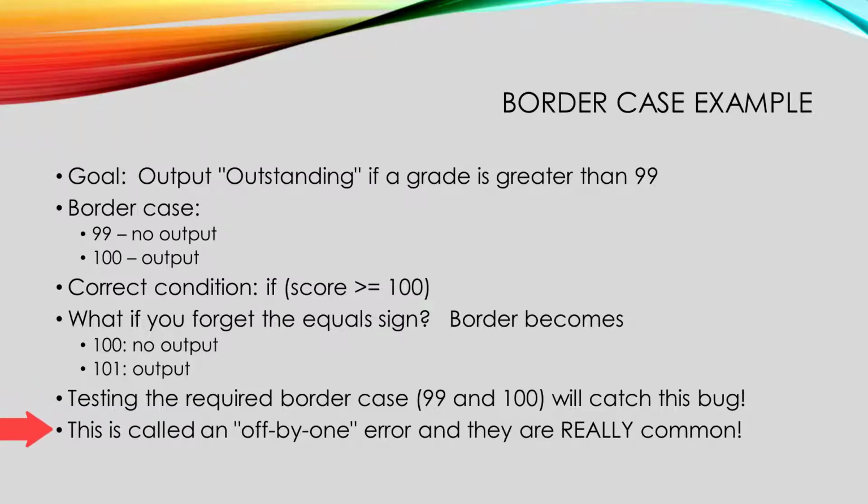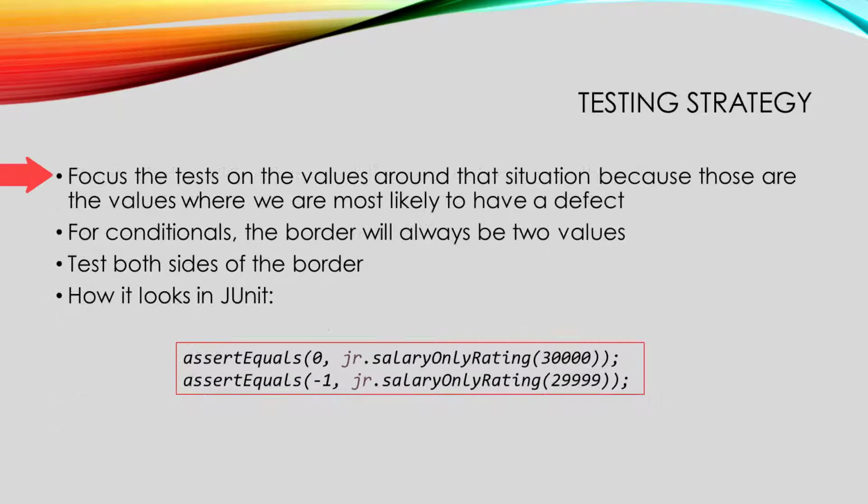Nice example. This kind of error is called an off by 1 error because the border case has been moved by 1. It is off by 1 value. These are really common errors. So, we're going to focus our tests on border cases. For conditionals, the border will always be 2 values, and we're going to test the values on both sides of that border. You can spot this in JUnit tests.